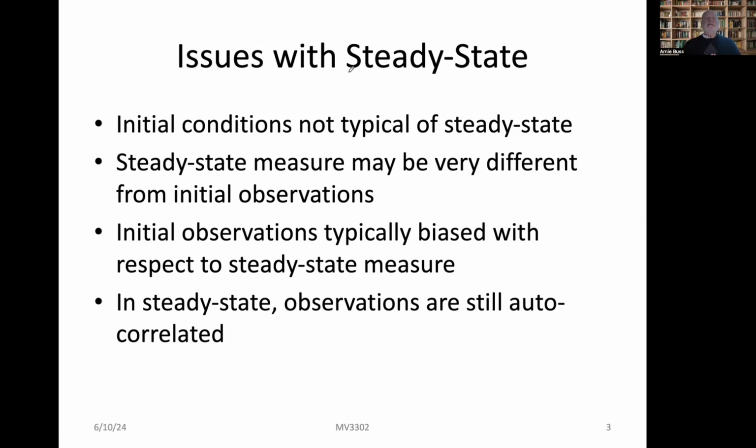Steady state is the opposite. Steady state is where the initial conditions, ideally, should not have any influence. And in fact, the initial conditions are typically not typical for steady state. In other words, for our queuing models here, we've started them empty and idle. But in steady state, they're not going to be empty and idle. They're sometimes going to be empty, and sometimes 1, sometimes 2, sometimes 3, etc. In other words, there is a single probability distribution in steady state.